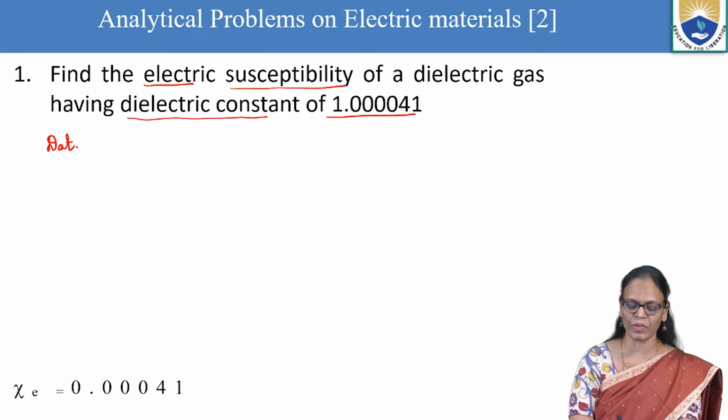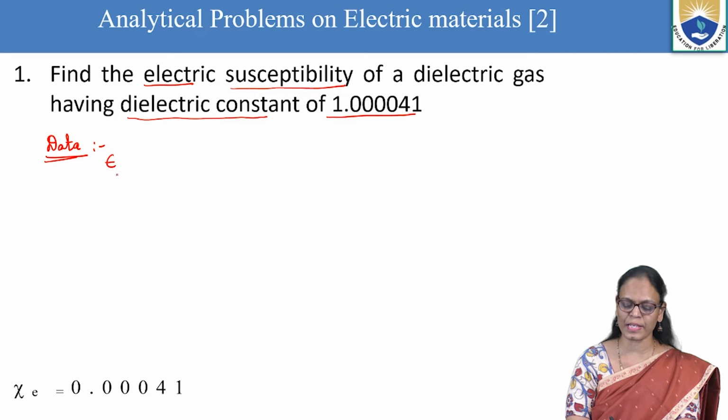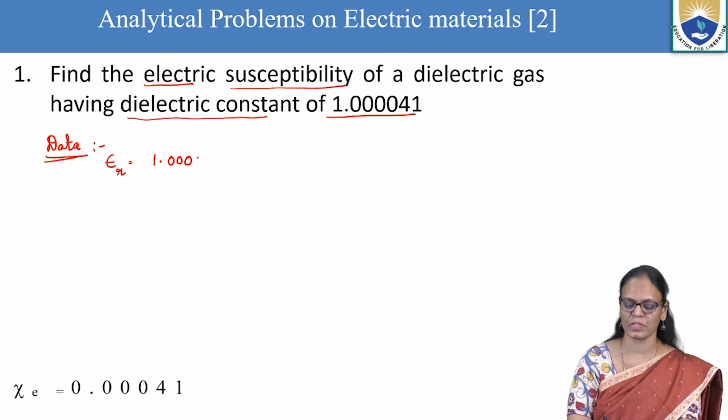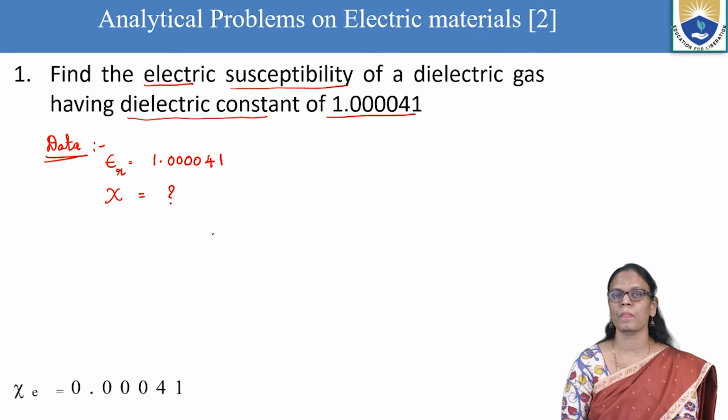What is the data given and what we have to find? What we are given here is the dielectric constant, which we represent by epsilon r or sometimes by k. This is the notation we use to denote the physical quantities. So epsilon r is 1.000041. And what we have to find here is the electric susceptibility.